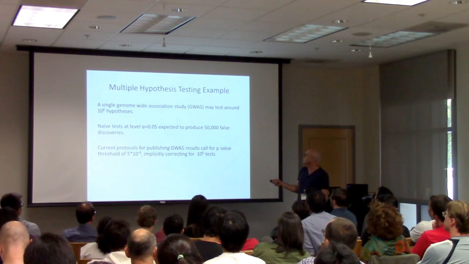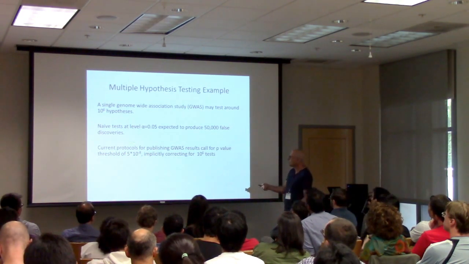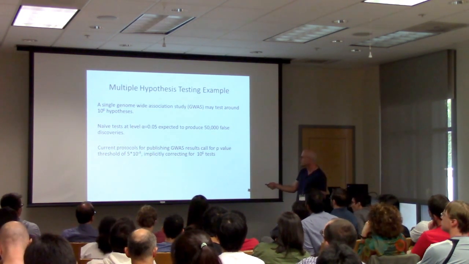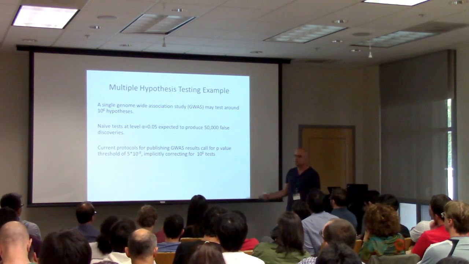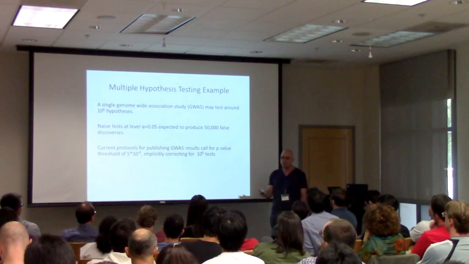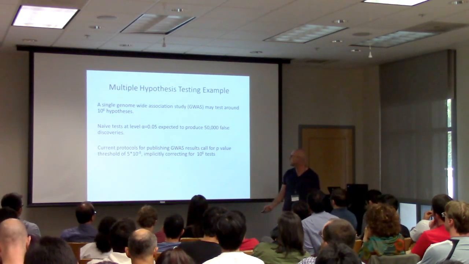And that's why typically the threshold that the community adopts today, and to some extent maybe the origin of this threshold is already forgotten, is 5 times 10 to the minus 8, which is implicitly a Bonferroni correction for a million tests. Okay?